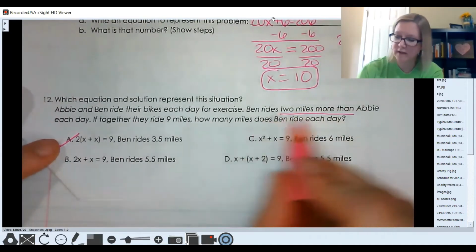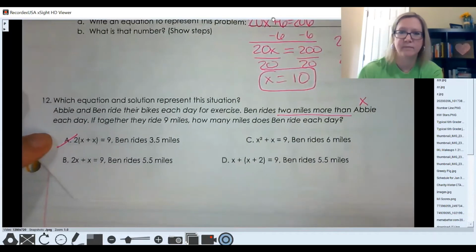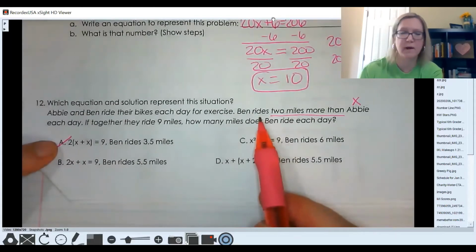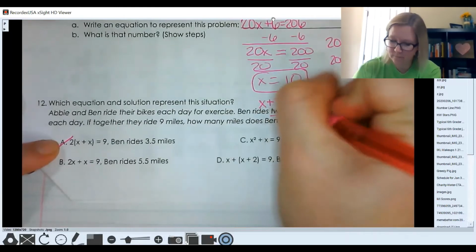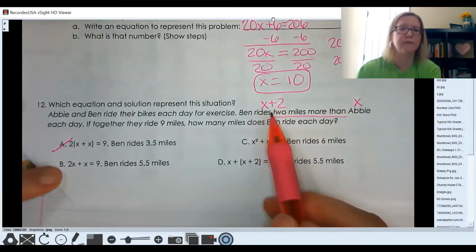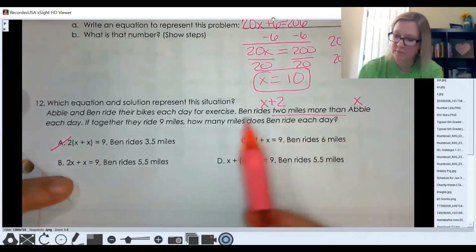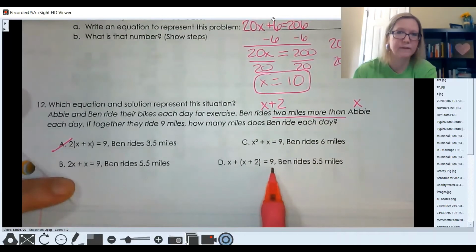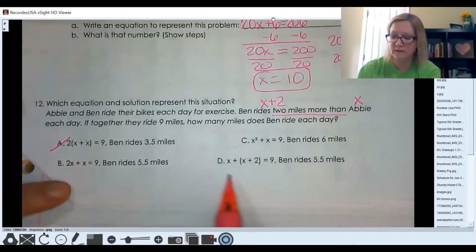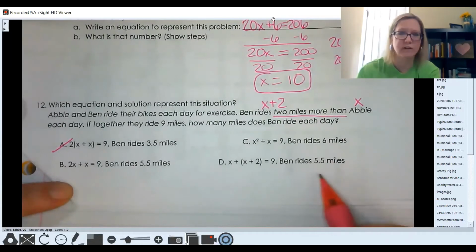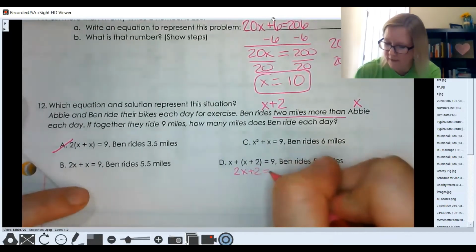So if Ben rides 2 miles more than Abby, let's say Abby rides X miles a day. Okay, if Ben rides 2 miles more than she does, if she rides X and he goes 2 more, his distance would be represented with X plus 2. So in all, X plus X plus 2 equals 9. Okay, so that's where this equation comes from. And then to solve the equation, just to make sure that this answer here is correct, this is the same thing as having 2x plus 2 equals 9.